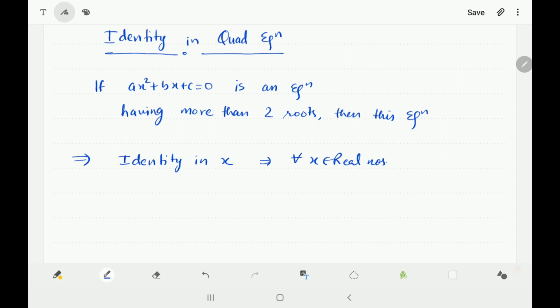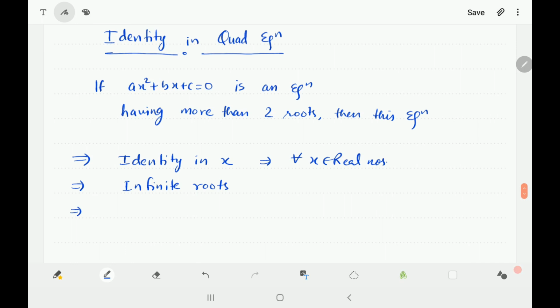But which statements or expressions are called identities? Like you might have heard of sin square theta plus cos square theta is equal to 1. This is known as an identity for all theta belonging to R, because this statement is satisfied for any real number theta. So similarly, this quadratic equation will be satisfied for all real numbers. Hence it must have infinite roots. The second condition which comes out is that this equation must have infinite roots.